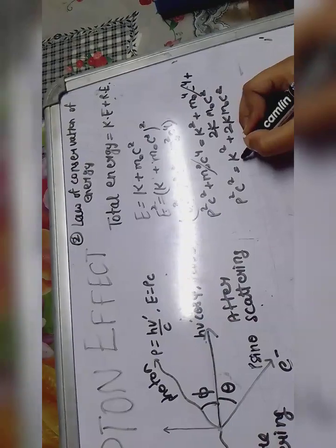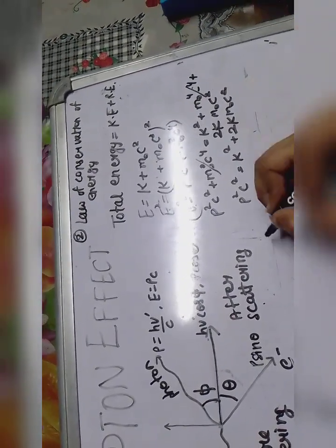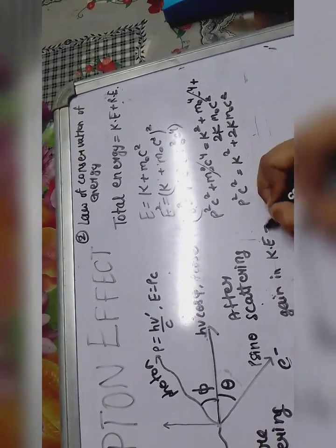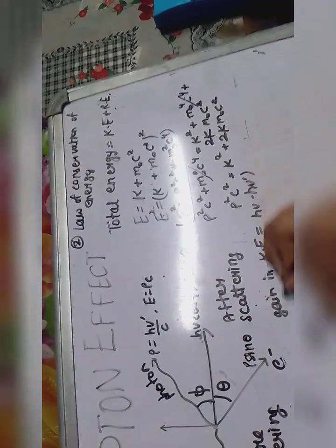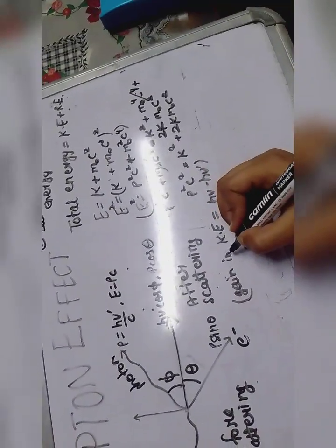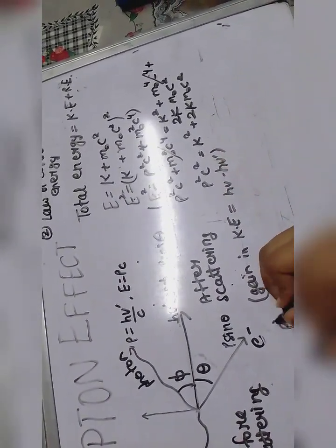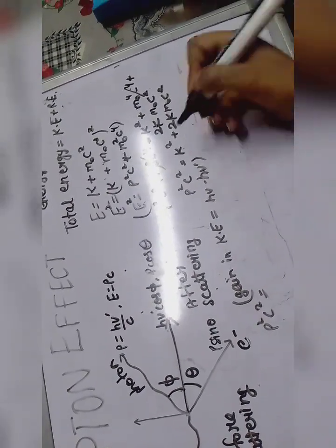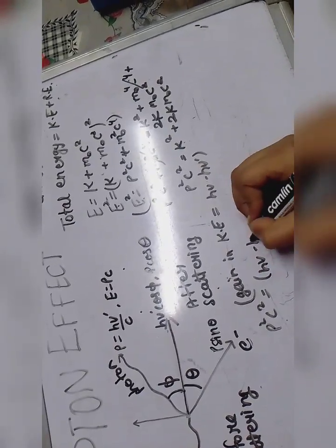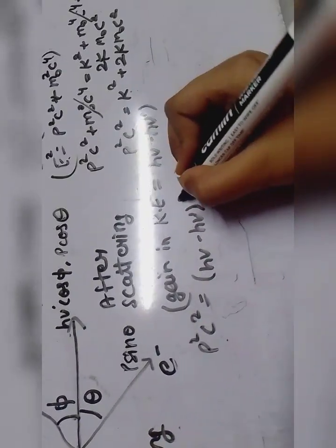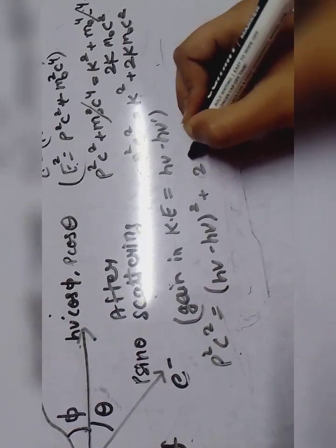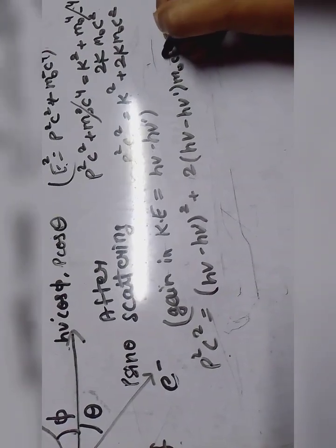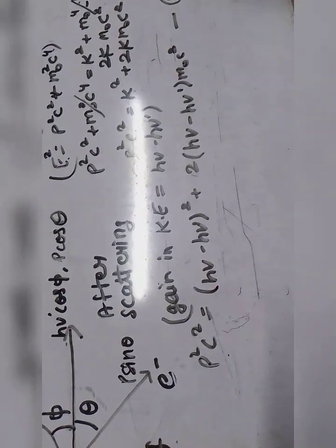Now we also know that the gain in kinetic energy is equal to h mu minus h mu dash. Putting this in the equation, we get p square c square is equal to (h mu minus h mu dash) whole square plus 2 m naught c square, putting also the value of k here, (h mu minus h mu dash). This is my equation number 4.